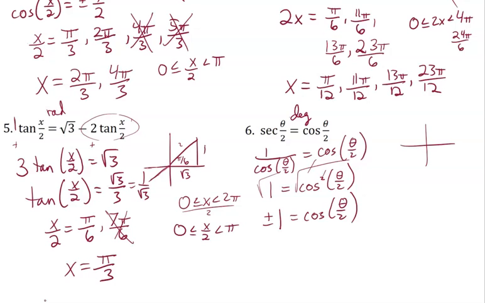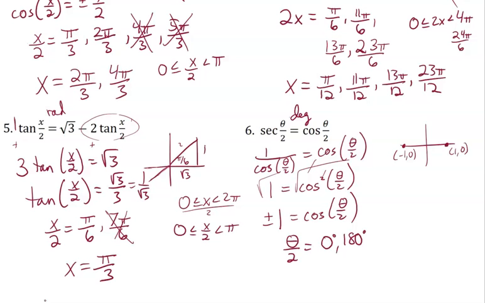Cosine, remember, is the x coordinate. So we're looking at this point over here or this point over here. This is 1, 0. This is negative 1, 0. So that's at either 0 or 180 degrees. So theta over 2 equals 0 degrees or 180 degrees.